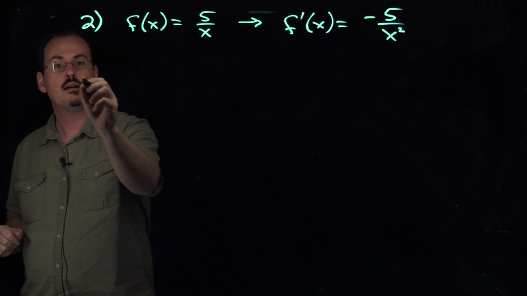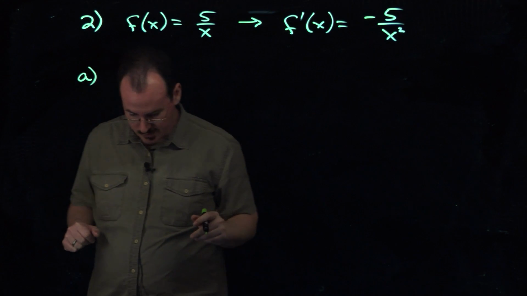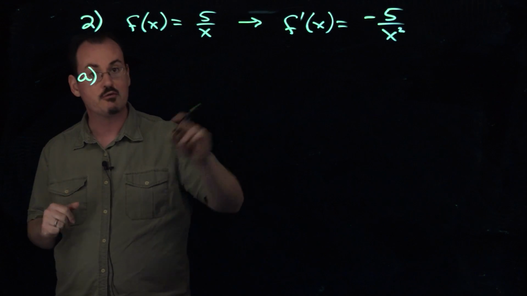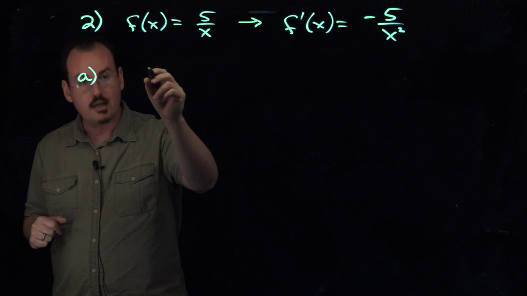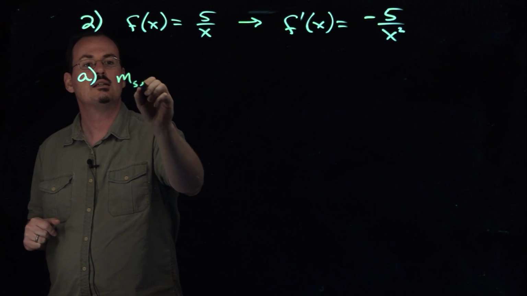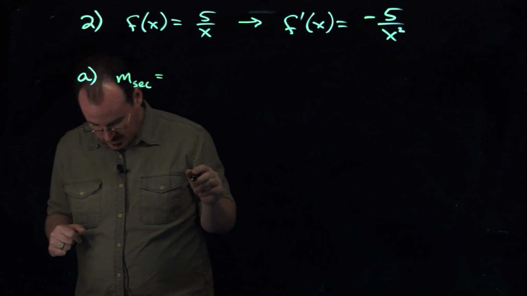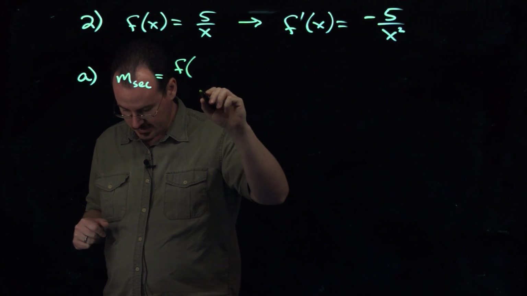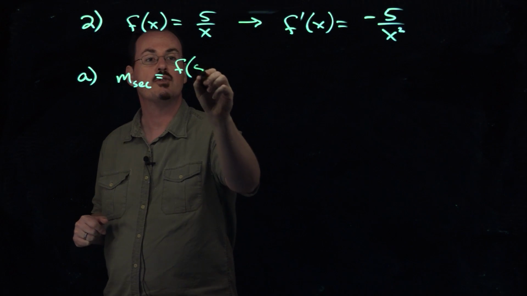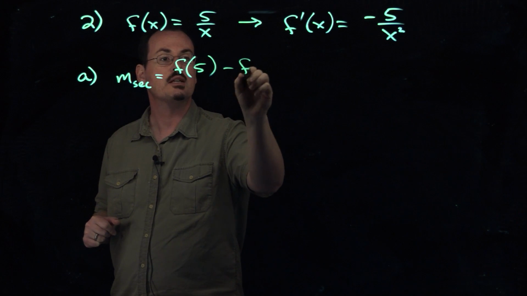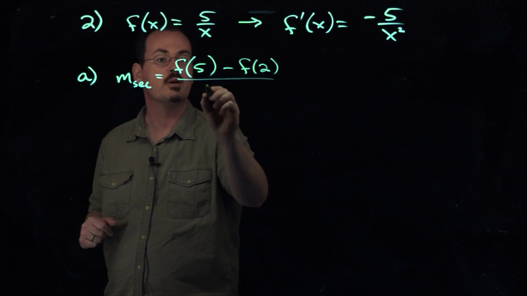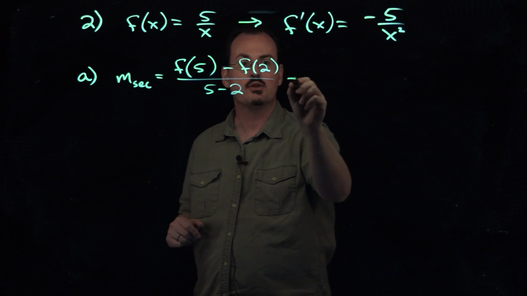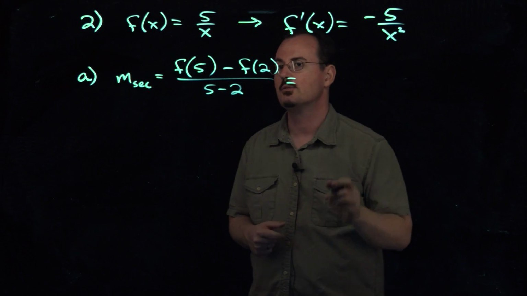But for part A, what we want to do again is find the slope of the secant line through x equals 2 and x equals 5. This one I think I'll have room to actually draw. So remember that the slope of the secant line is f of b minus f of a over b minus a. In this case, they want us to do this between 5 and 2. So we want f of 5 minus f of 2 over 5 minus 2. So the first part, we're not actually even using the derivative. We're just going back to what the slope of a secant line is.